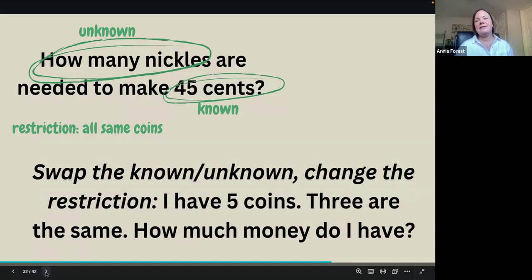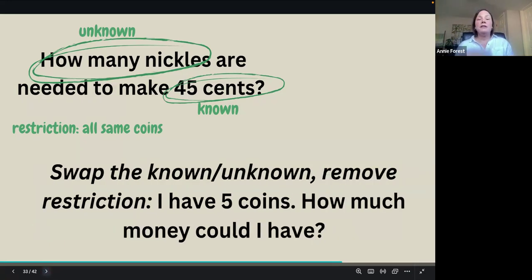Now this gets a little more complicated, but you could swap the known and unknown and change the restriction a little bit. Basically, okay, I have 5 coins, 3 of them are nickels. How much money do I have? Again, there's more than one right answer here, and it's just making it a little bit more open. By the way, if you want these particular examples, there's a link from the Enrich website on the document that I shared, and all of these examples are in there. So don't worry, you don't have to be writing them down.